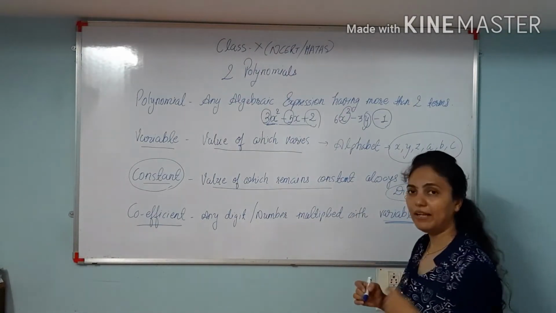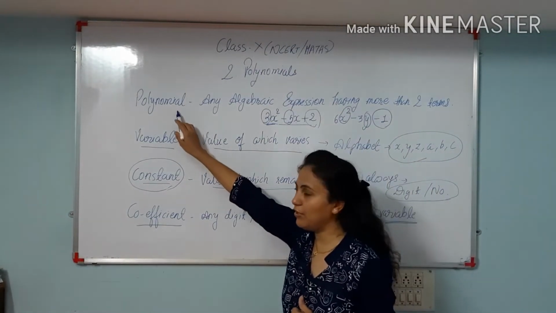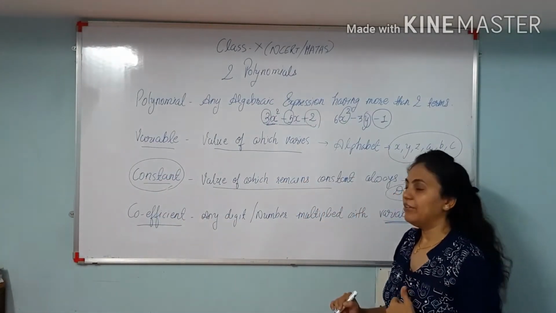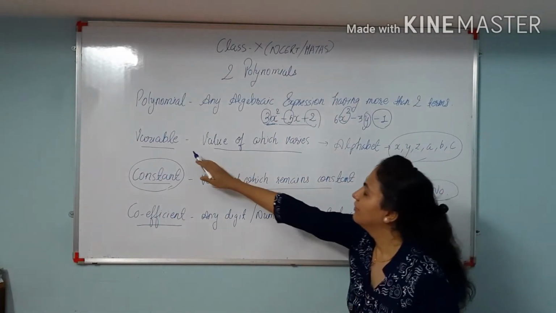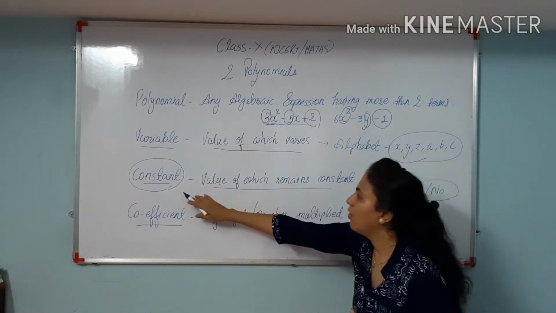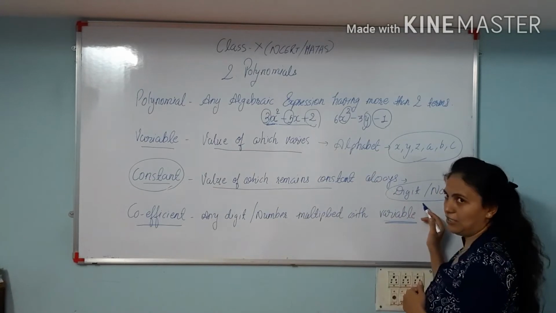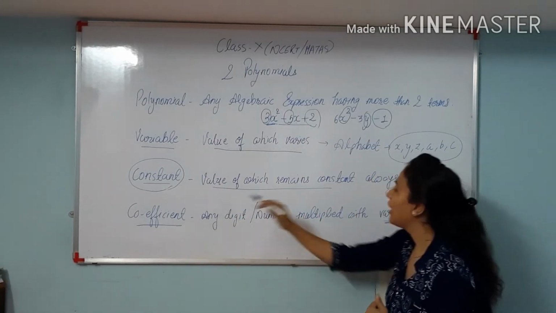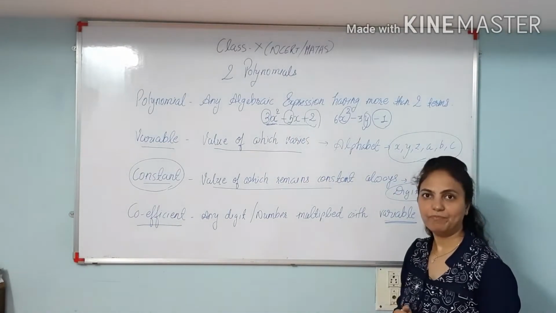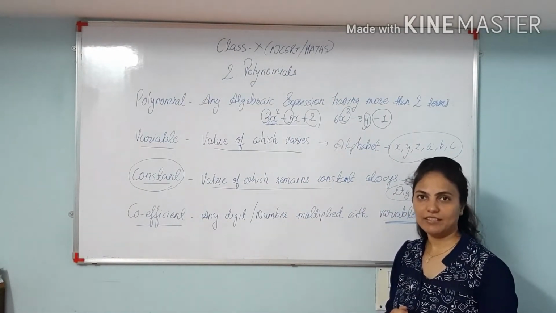So it's very simple. Now I think you have understood what is polynomial, variable, constant and coefficient. We are going to revise it again. Variable means any alphabet. Constant means any digit or number, and coefficient which is in the multiplication of variable. So it was very easy.